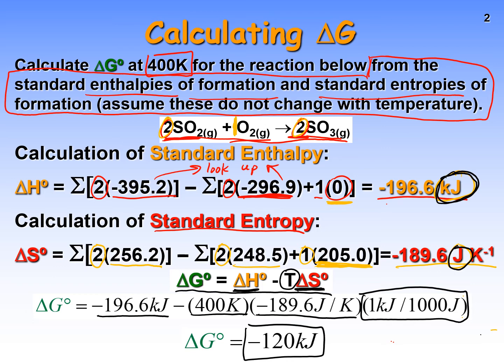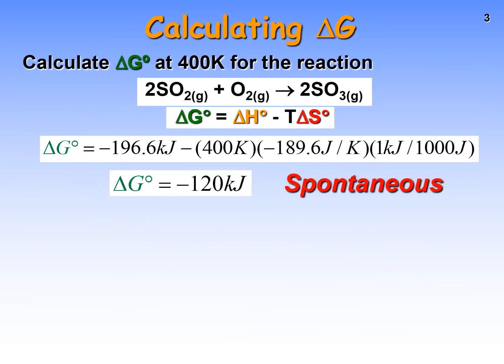At this point, you could be asked, hey, at this temperature, is this reaction spontaneous? And the answer is overwhelmingly yes. This is a spontaneous reaction. And the reason why it's spontaneous, just to make sure we're all good, is we got this negative delta G. And anytime you have a negative delta G naught or delta G for any reaction, that's a spontaneous reaction. So this reaction is spontaneous at 400 Kelvin.